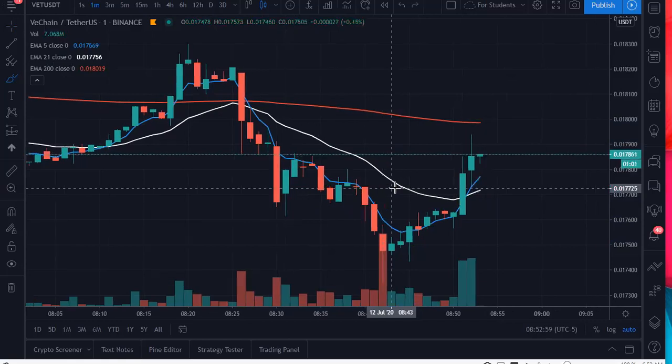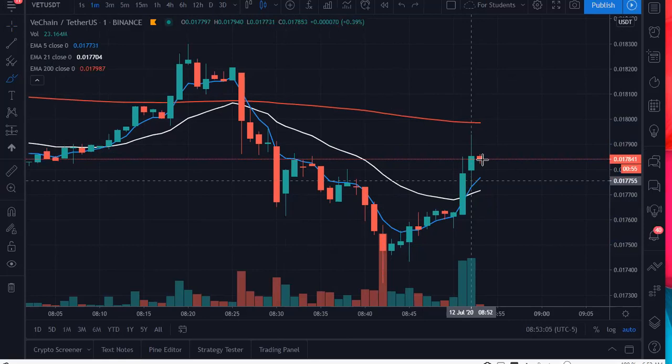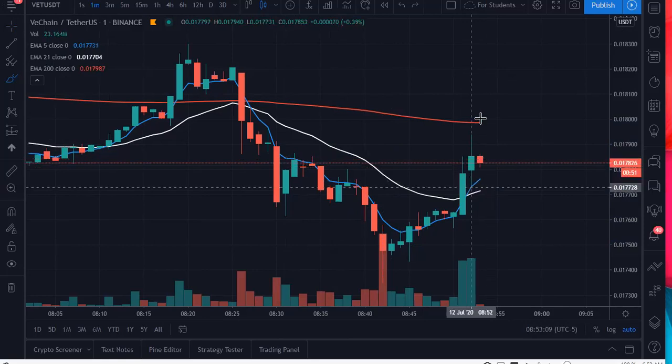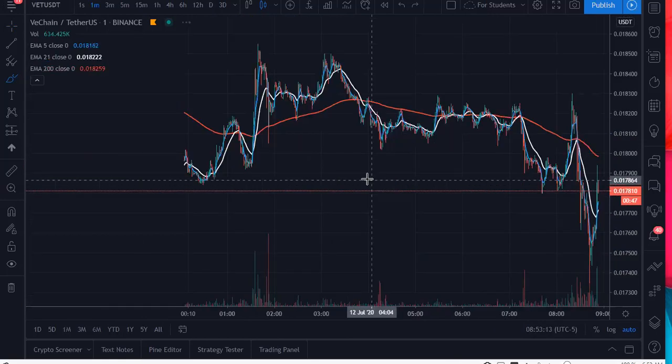But like I said, this will come here. It tapped it, is now on top of it, but it went down to tap it, brought it back up. It's struggling here. Let's see how long it's been struggling at the 200 EMA.